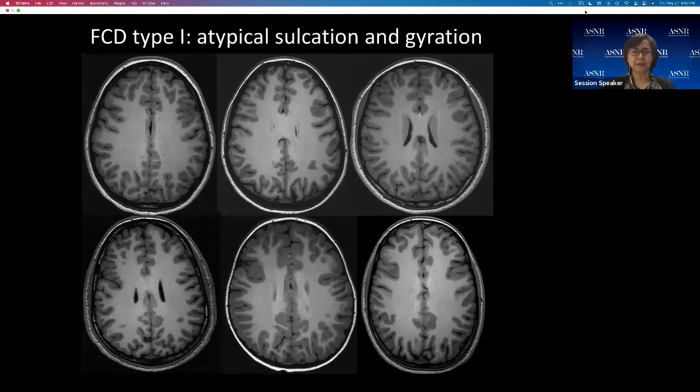So on this slide, I've shown you 6 different images. 5 of these belong to normal healthy controls, and only 1 image belongs to a patient with focal intractable epilepsy. So guess which image belongs to the patient with epilepsy? It is the middle image on the bottom row.